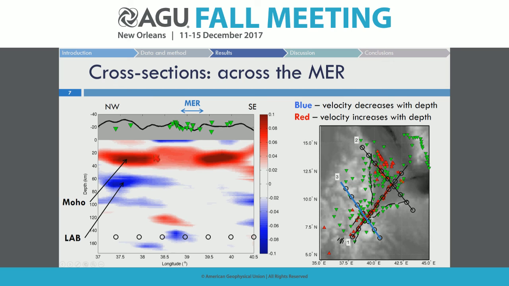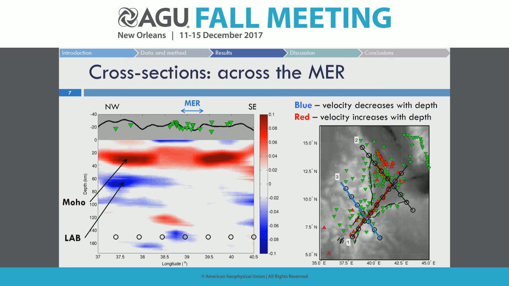And you can see that over here, beneath the MER and extended beneath the plateau, the signal is really complex. It's really thick compared to the rest of the Moho. So I'm going to talk about it later. And the second feature is this blue feature over here that I interpreted as the LAB.